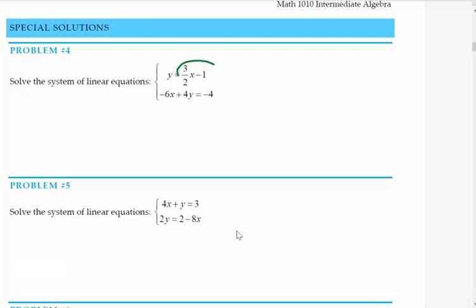So I can take all of this, 3/2 x minus 1, and I'm going to put it in place of y in the other equation. Okay, so let's do that. Over here, so I've got negative 6x plus 4. And then in place of my y, right, I'm going to put all of this stuff in. So parentheses, 3/2 x minus 1. And then that needs to equal negative 4. All right, so I'm just substituting all that in place of y down here.